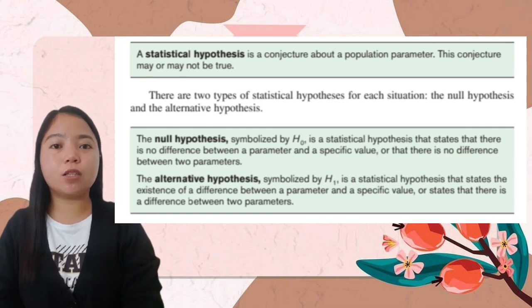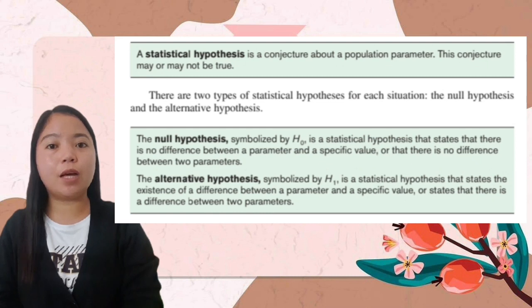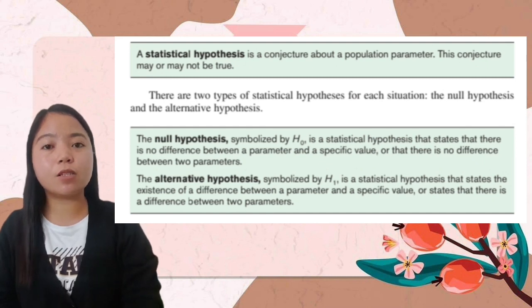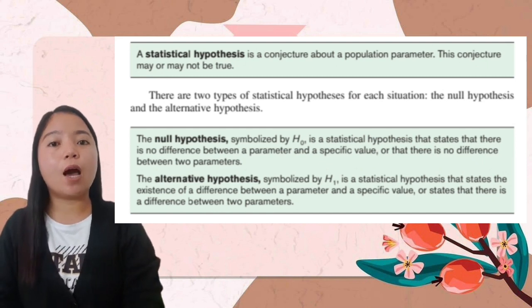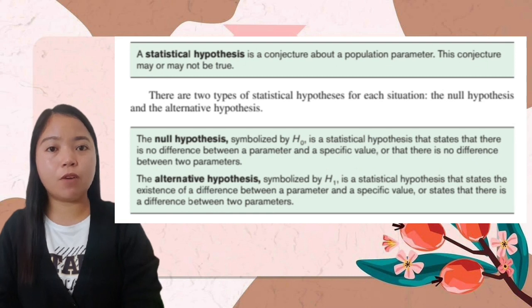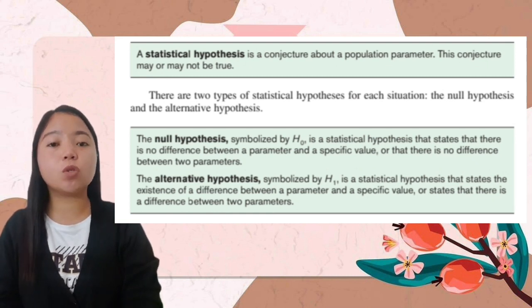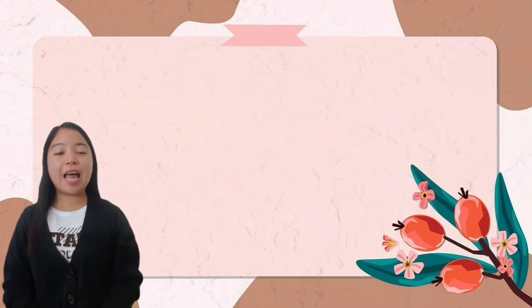The other one is the alternative hypothesis, symbolized by H sub 1. It is a statistical hypothesis that states the existence of a difference between a parameter and a specific value, or states that there is a difference between 2 parameters. As an illustration of how hypotheses should be stated, 3 different statistical studies will be used as examples. So the first example, situation A.